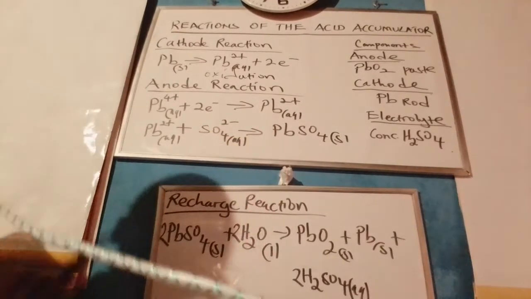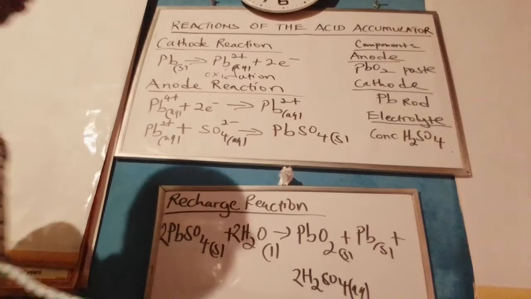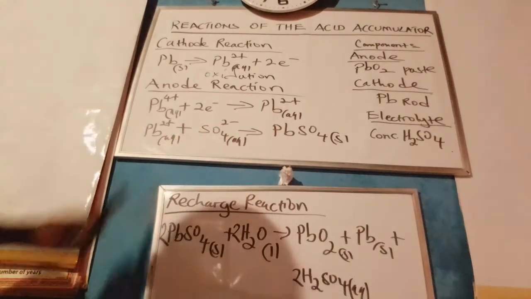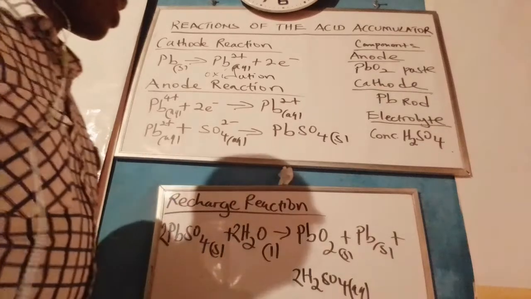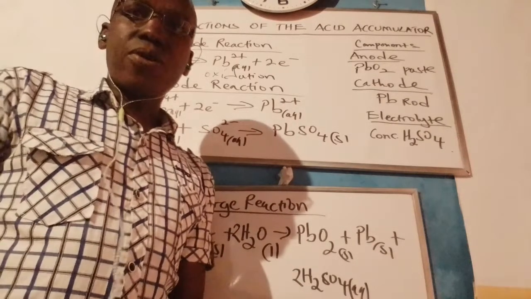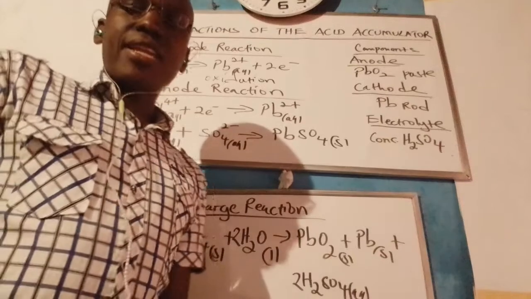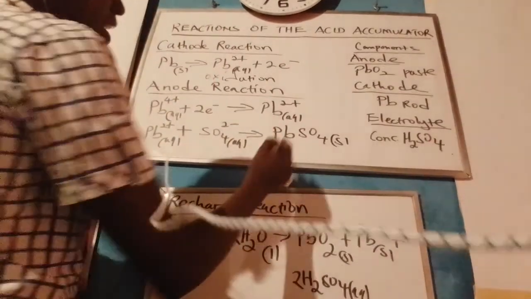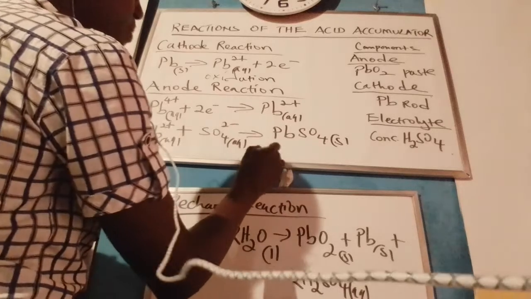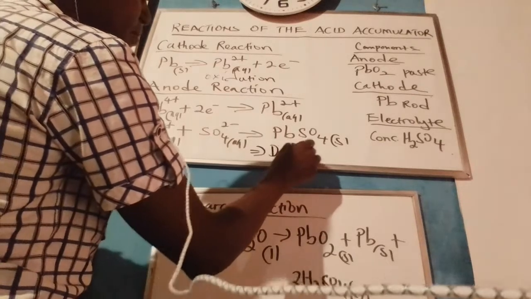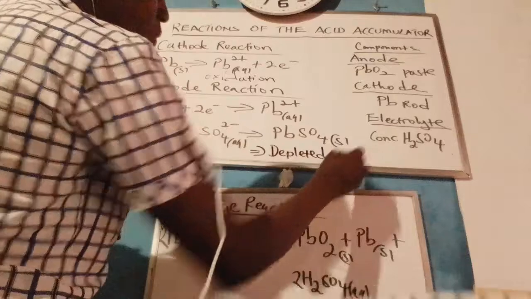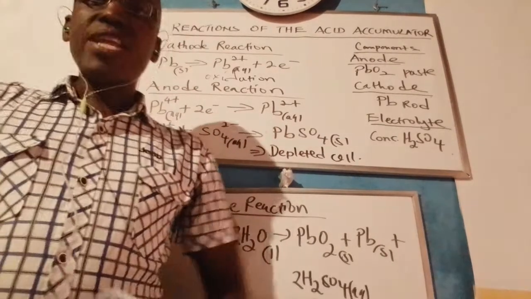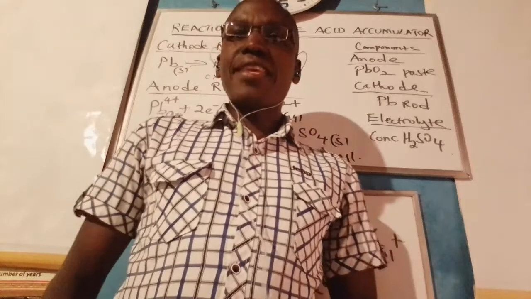In this respect, therefore, the lead(II) ions meet the sulfate ions from the electrolyte, sulfuric acid, and when the reaction occurs, they precipitate mainly lead sulfate, an insoluble substance which is not readily reversible. In that respect, therefore, once lead sulfate has formed, we assume that the cell is depleted. Now, when the cell is depleted, it means no further reactions occur. And therefore, we need a mechanism of recharging the cell.